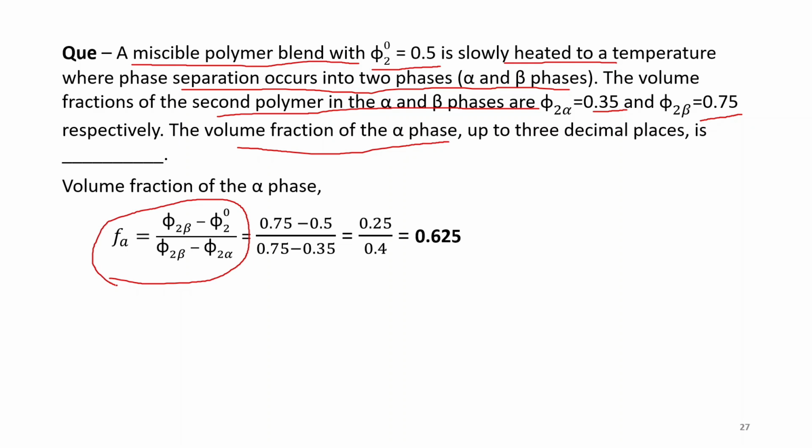So the single miscible phase is converting into two phases, and we need to calculate the alpha phase volume fraction, which is equal to phi 2 beta, the volume fraction of the second polymer in the beta phase, minus phi 2 naught, and then divided by phi 2 beta minus phi 2 alpha, which equals 0.75 minus 0.5 divided by 0.75 minus 0.35, as given in the question, and we get the volume fraction as 0.625, right?